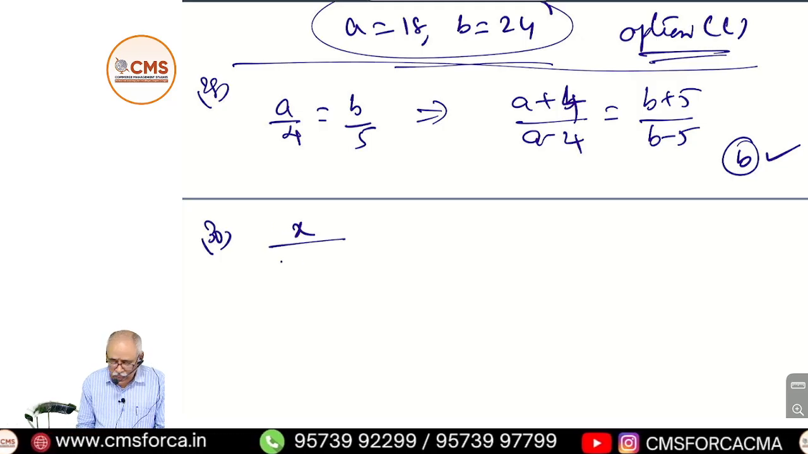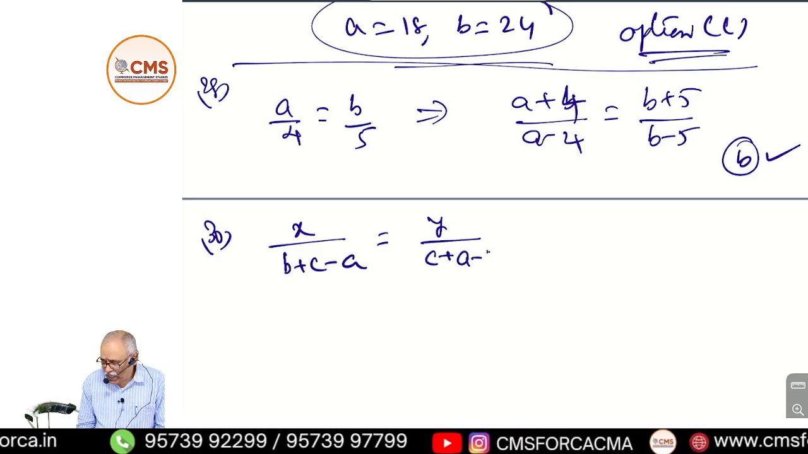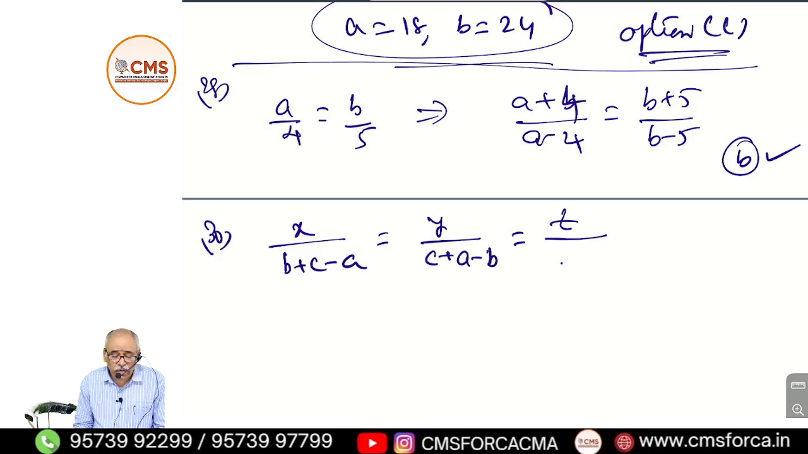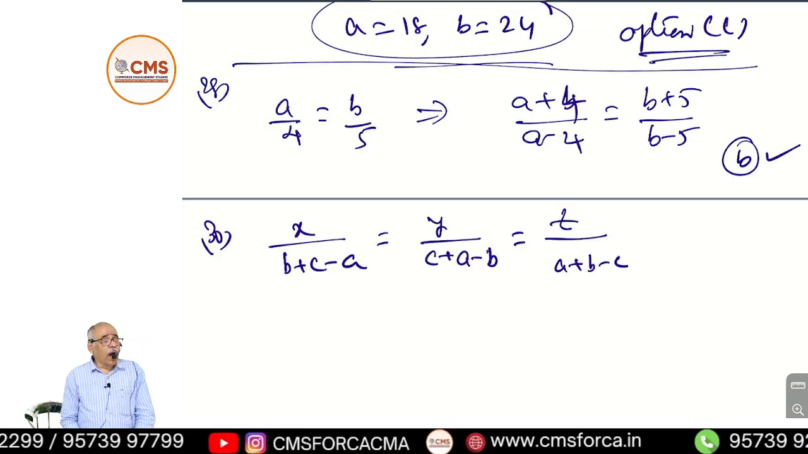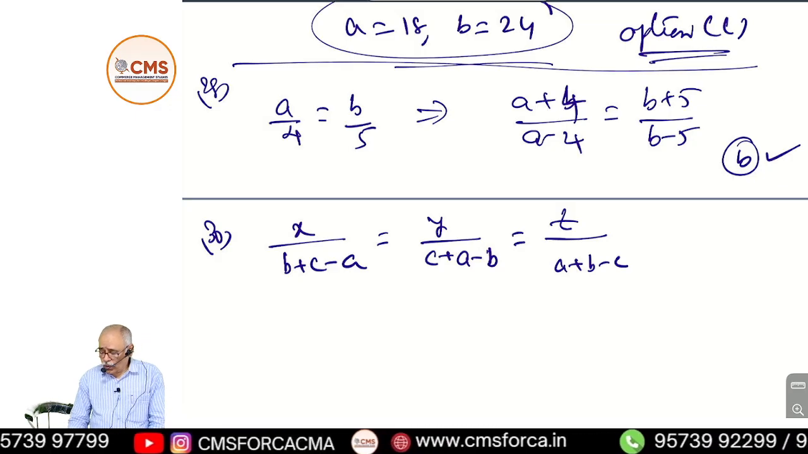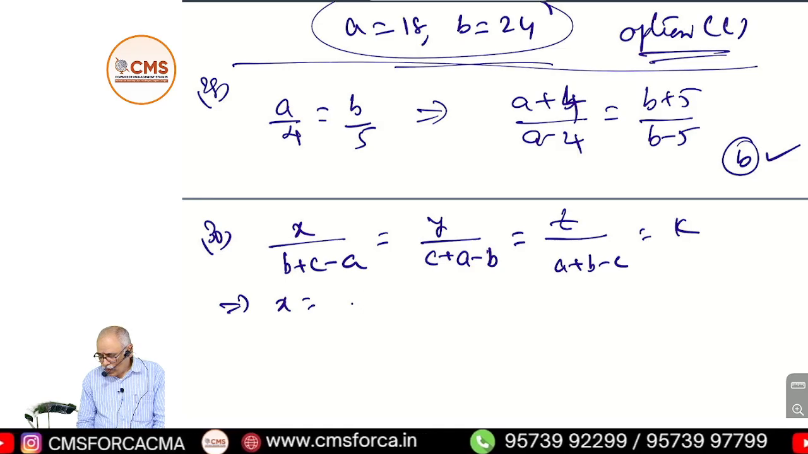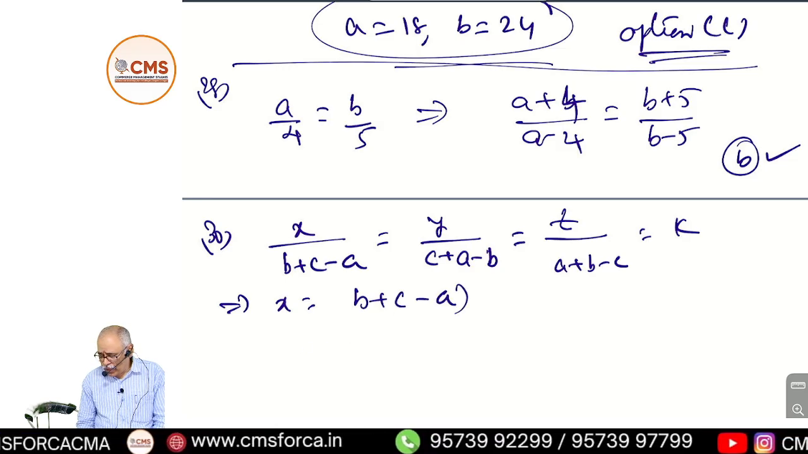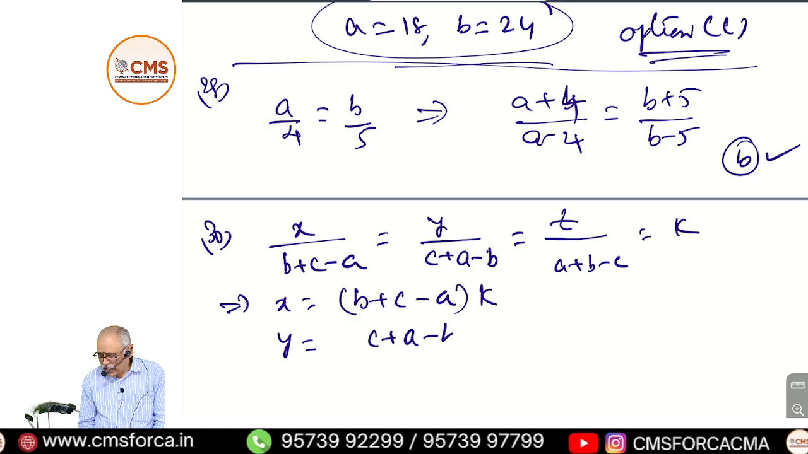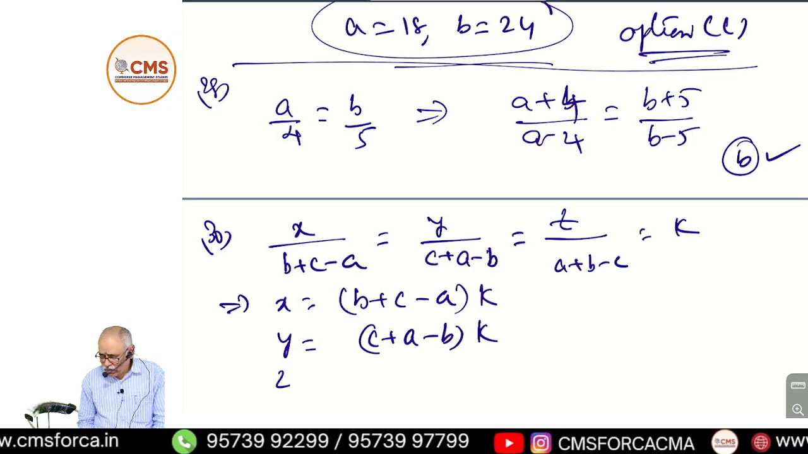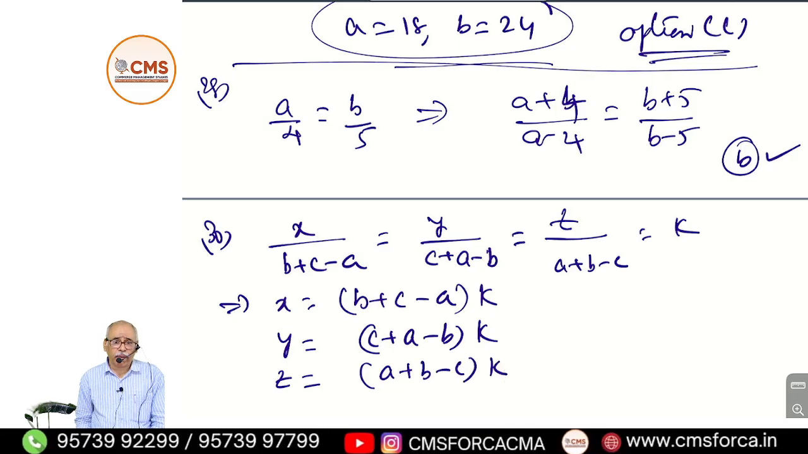X by B plus C minus A, Y equal to C plus A minus B, Z by A plus B minus C. Let all values equal to, I will take it as K. What is X value? B plus C minus A into K, right? Y is equal to what? C plus A minus B into K. Z is equal to what? A plus B minus C into K.